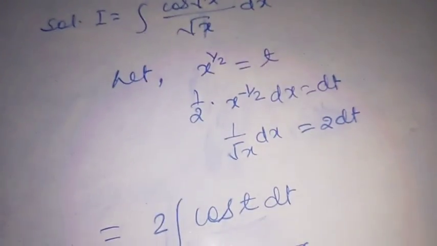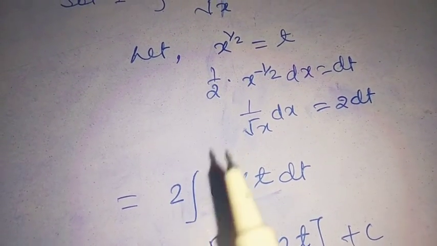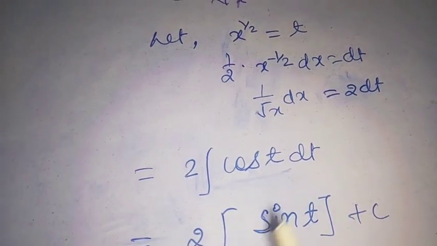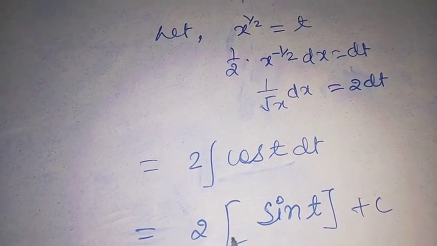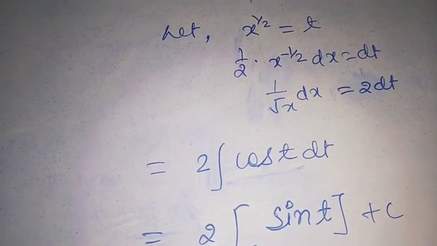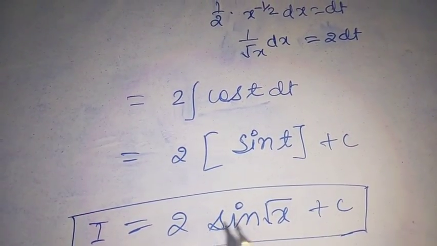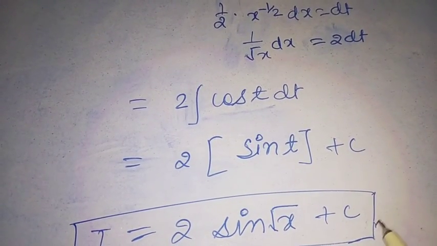So this can be written as like this. So you can see this is 2 into integration of cos t into dt. So when we integrate this, we will get 2 into sin t plus c. And now we can put the value of t. So it will be I is equal to 2 sin square root of x plus c. So this is the answer.